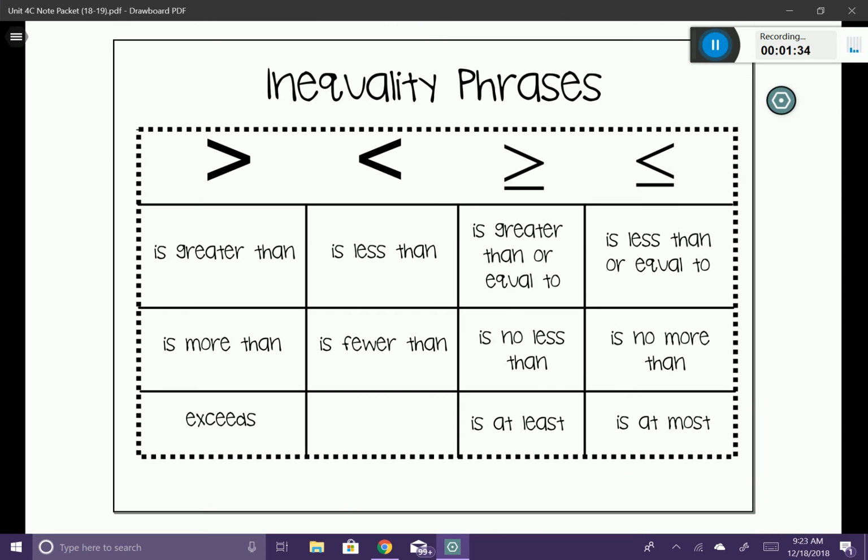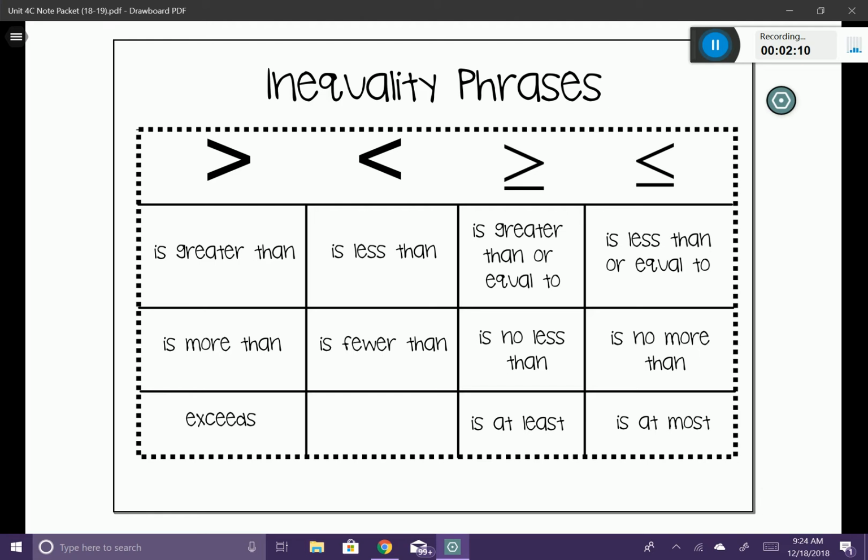Let's talk about inequalities now. Inequalities kind of look like equations, but they have these four symbols. The first symbol is the greater than symbol. It's also represented as is more than and exceeds. So when you see that symbol, it means all three of those things. Then we have the symbol less than. Is less than or is fewer than represents this symbol. Followed by is greater than or equal to, or is no less than, or is at least. And then finally, is less than or equal to, is no more than, and is at most.